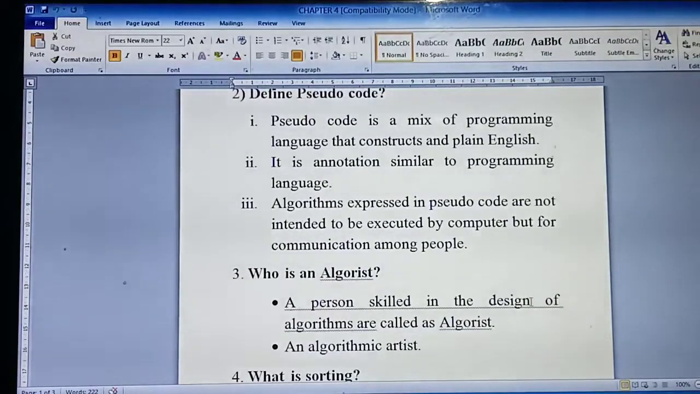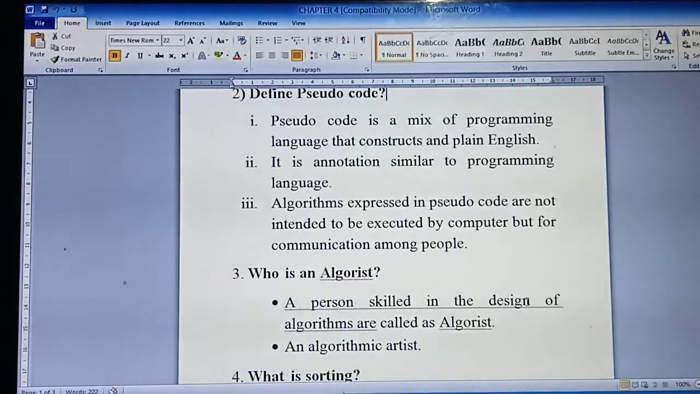Write the second question. Okay. Who is an algorist? These are all very important questions. So in this chapter, all the 5 2-mark questions are very important. Write the third question. Who is an algorist? Persons skilled in the design of algorithms are called algorist.